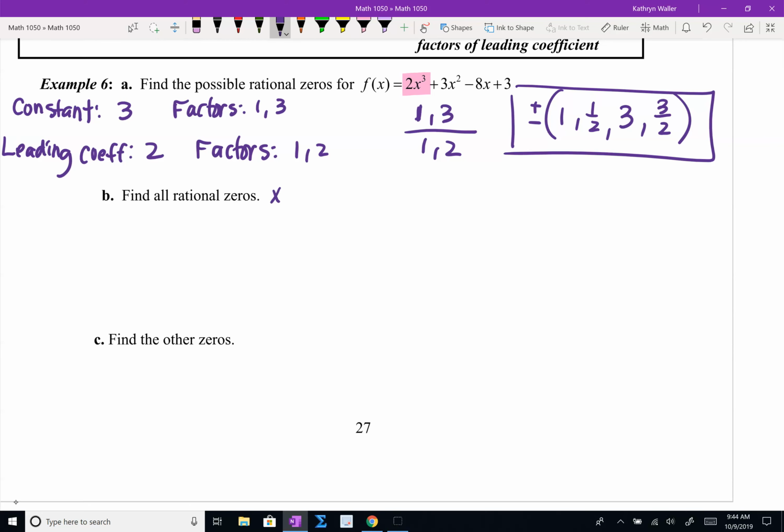So right here, guys, I'm going to set myself up, and I'm going to say x equals 1. And then I'm going to set up my synthetic division. So I'm going to put a 1. And then my exponents are 3, 2, 1, constant. So I'm going to go 2, 3, negative 8, positive 3. Draw the line. 2 comes down. 2 times 1 is 2. 3 plus 2 is 5. 5 times 1 is 5. Negative 8 and a positive 5 is a negative 3. 1 times negative 3 is a negative 3.